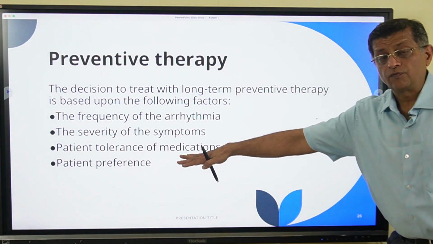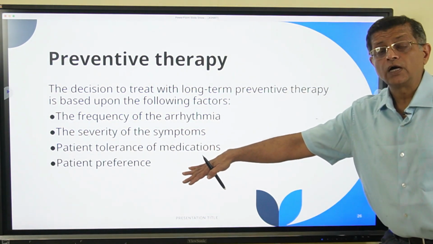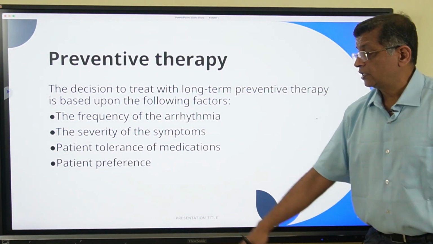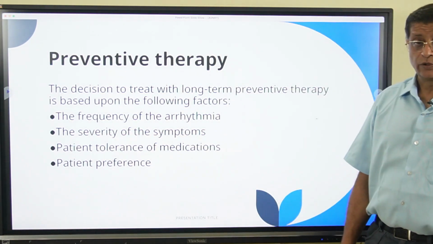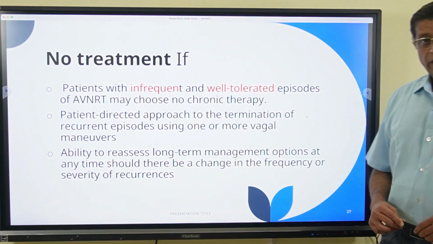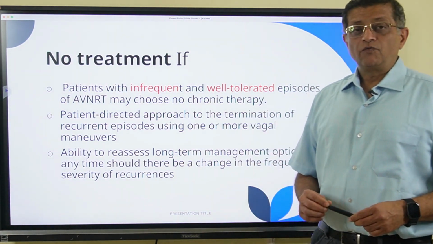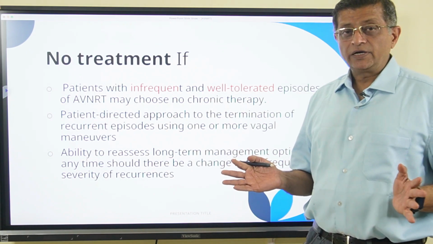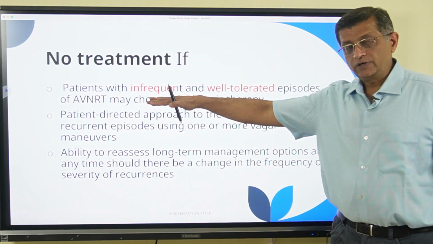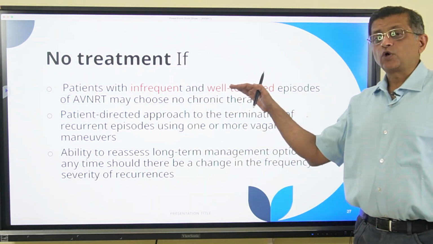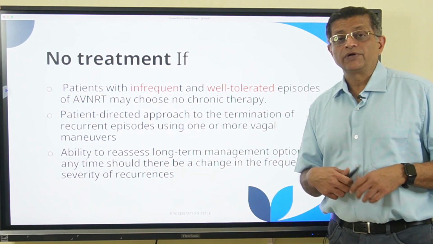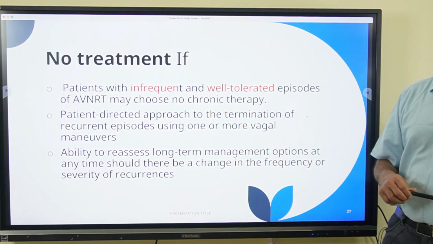Some people can have severe constipation with diltiazem or other side effects with beta blockers. So whether the patient is able to tolerate this medicine. And lastly, patient preference. Some people do not like to take medicines. There may be no treatment, if the patient can avoid taking a preventive tablet when the episodes of AVNRT are infrequent and the patient tolerates them well. So he doesn't have syncope or severe giddiness, or doesn't land up in hospital.